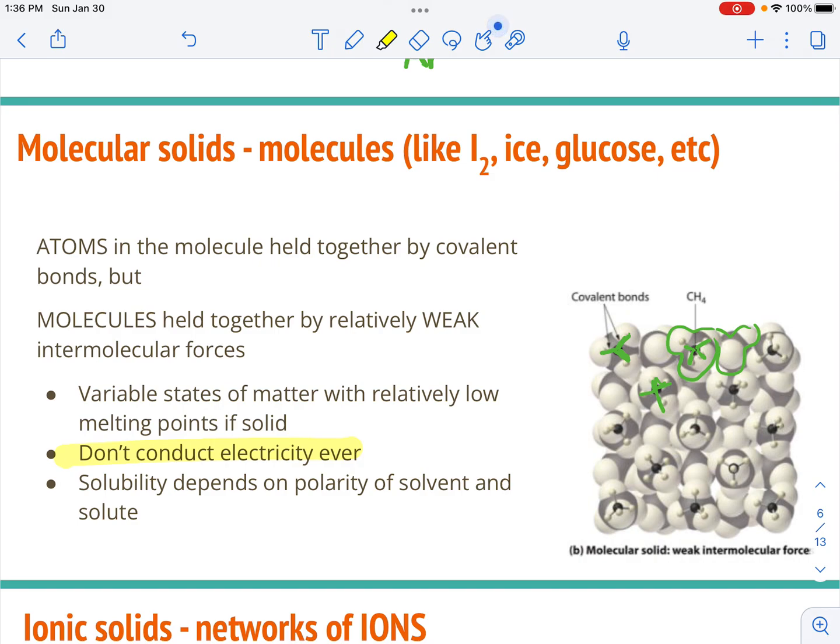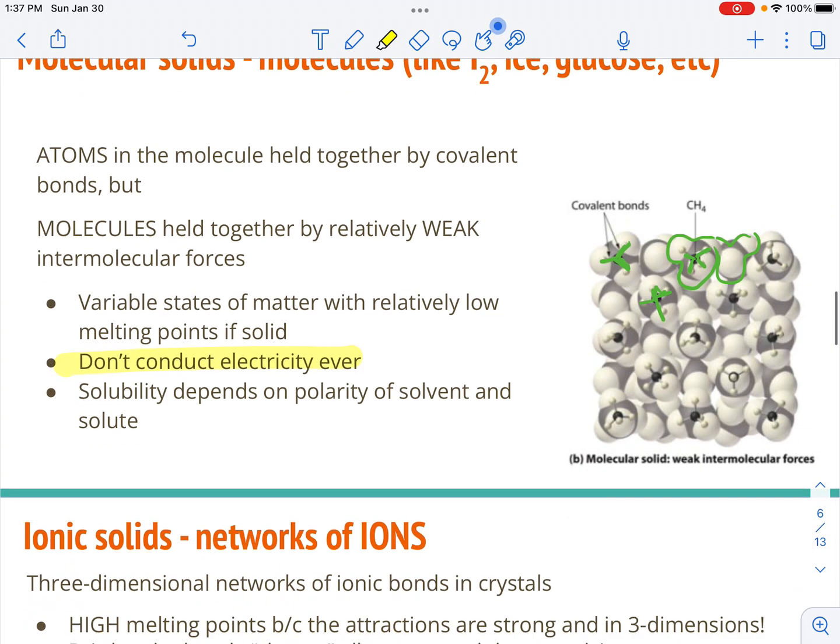Also, solubility then depends on the polarity of the solvent and the solute. So we'll talk about solubility in a little while, but know that if something has charges, it needs to have something with charged particles or charged regions to be able to form new attractions. And so solubility definitely depends. Polar substances will dissolve in other polar substances, and non-polar solutes will not dissolve in polar substances, and vice versa. So we want to be really careful that we are looking for polar dissolves polar, but non-polar can only dissolve non-polar, and so that's important.